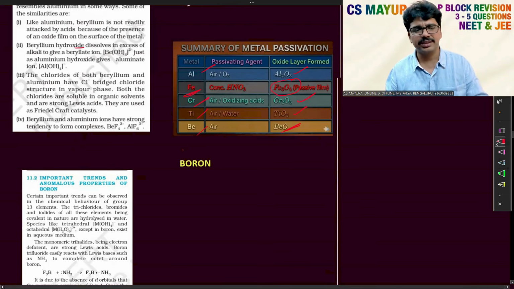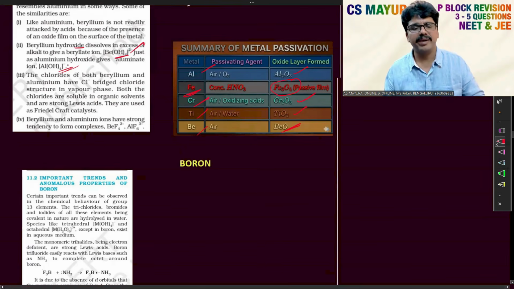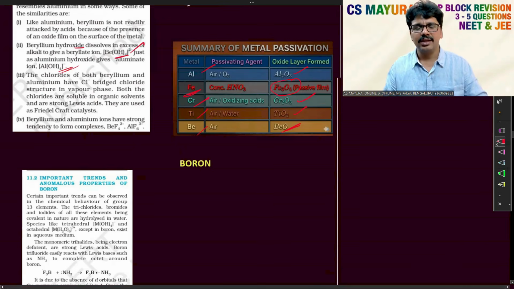Next, beryllium hydroxide with excess of NaOH, aluminum hydroxide with excess of NaOH. So they dissolve in excess of NaOH. They produce corresponding salts, that is beryllate, Be(OH)4 2-, and aluminum forms Al(OH)4 - aluminate. So beryllium, similar to aluminum, dissolves in excess of sodium hydroxide. But other second group elements don't give these salts. They don't dissolve in excess of sodium hydroxide. That is an important point here.